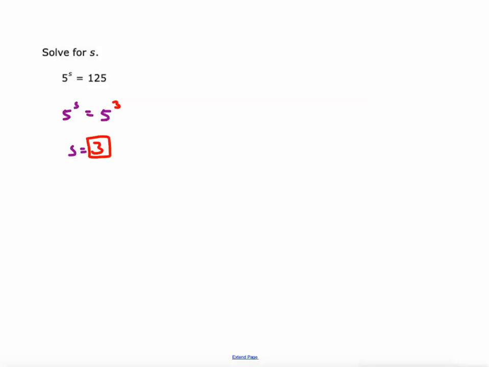Getting it? It's not much to it. This one, though, might get some people. They might wonder, what the heck is this all about? Remember that anything to the power of 0 is 1. So 10 to the 0 power is 1. That's why q is 1.